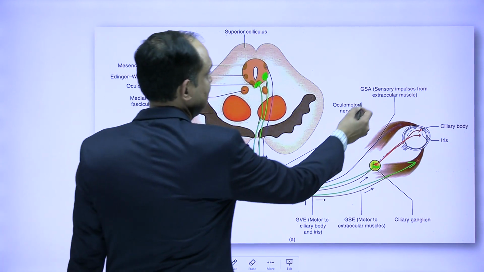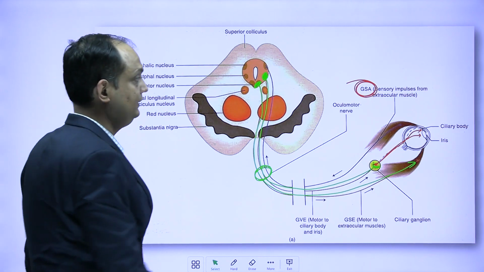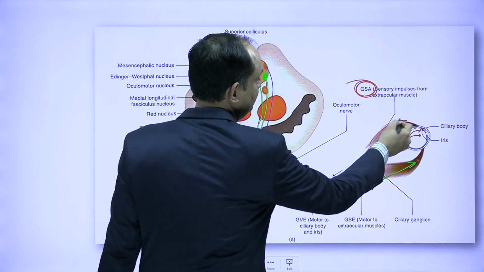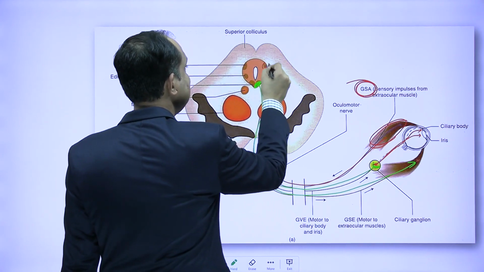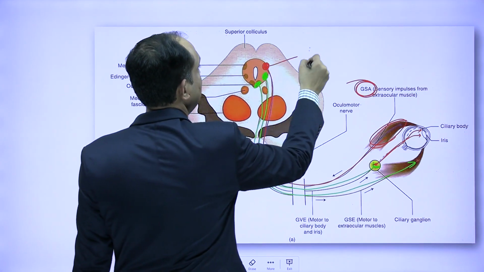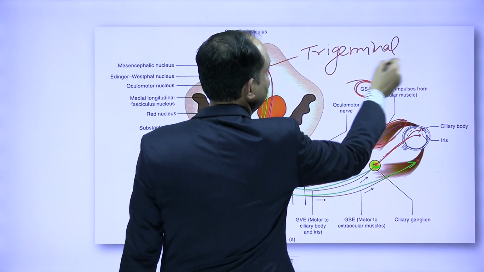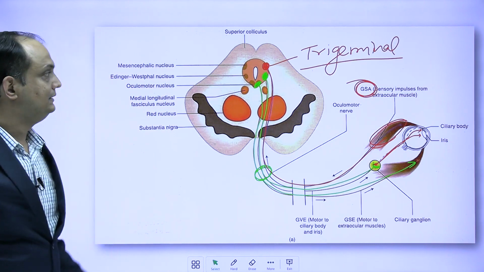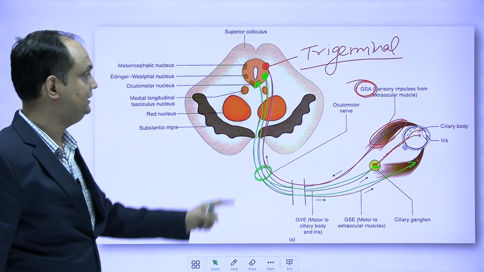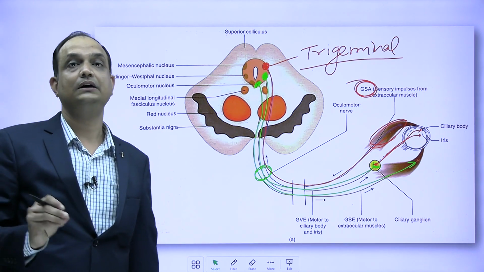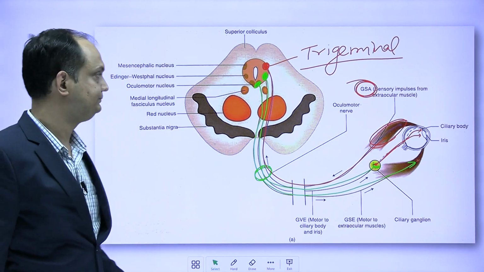While this is the general somatic afferent. Now, this general somatic afferent carries the proprioception from these extraocular muscles, and it is going to relay in the mesencephalic nucleus of the trigeminal nerve. So, this is again controversial, as some authors say that this trigeminal nerve nucleus, which is known as the mesencephalic nucleus, receives the proprioception via the ophthalmic division rather than the oculomotor nerve.